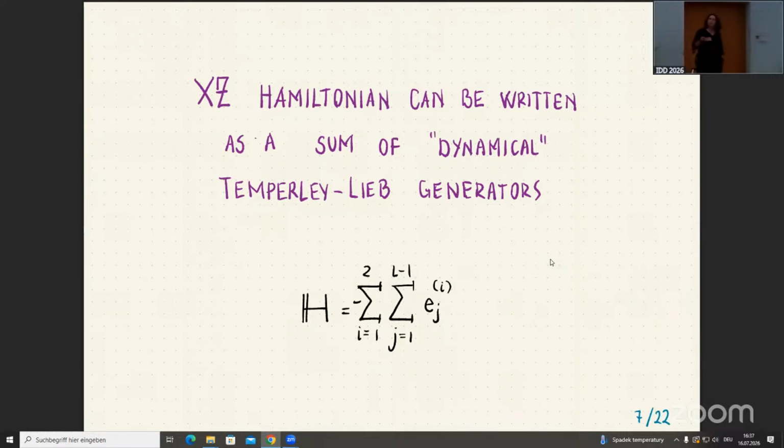So the claim I said I was going to make, and then had to explain, is that this nearest neighbor Hamiltonian can be written as a sum of some type of dynamical Temperley-Lieb generators. It can be written in this way, where this upper index is related to the color that we had before. But to explain what a dynamical Temperley-Lieb generator is, I first need to explain what a Temperley-Lieb generator is.